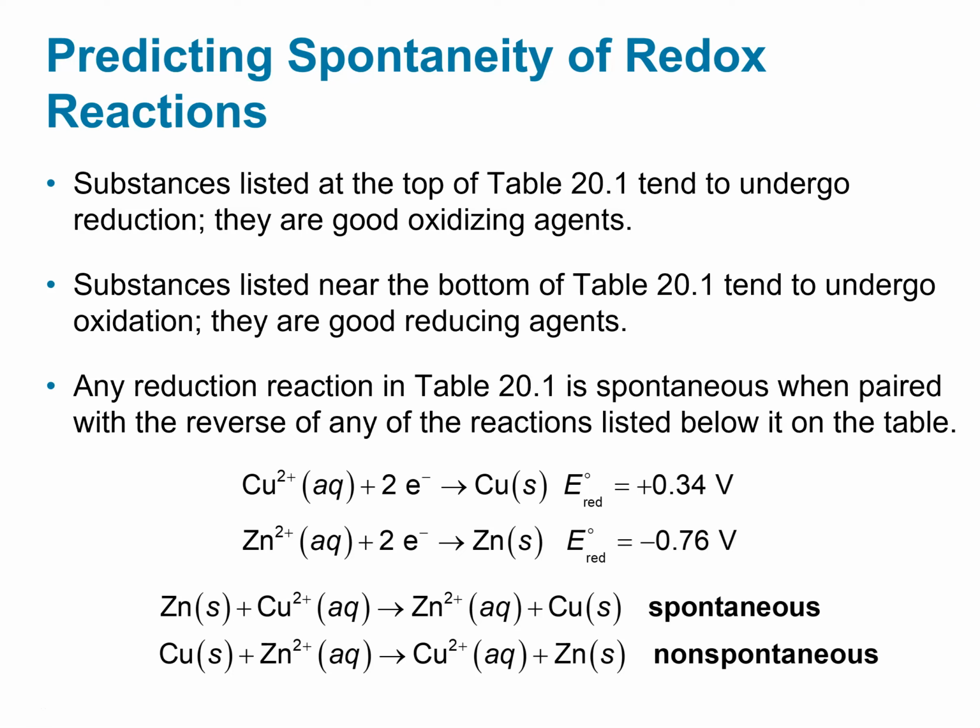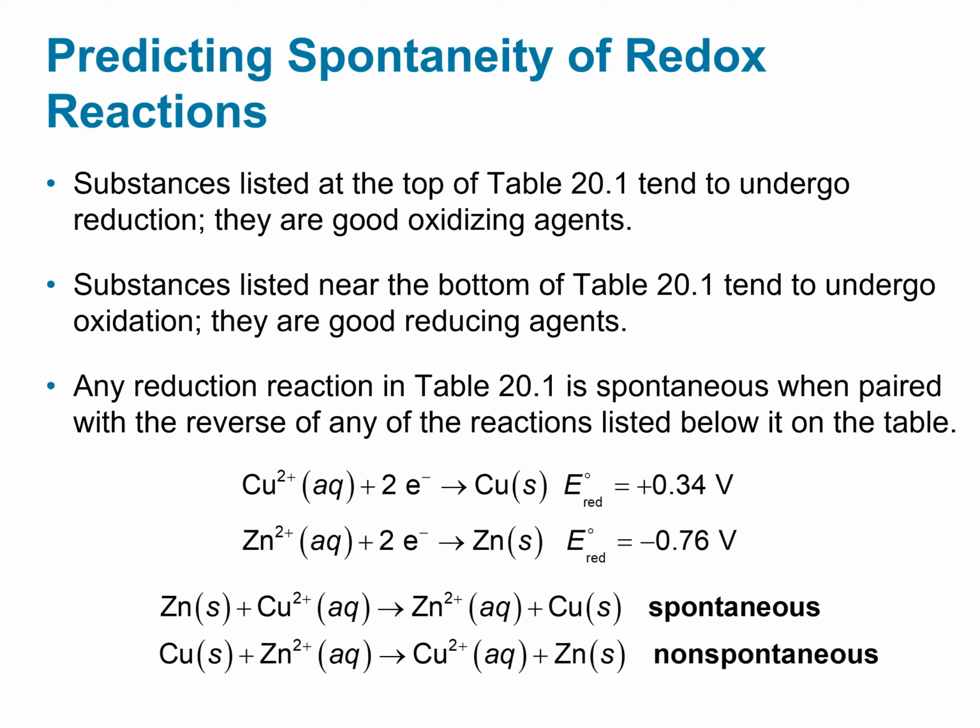And any reduction reaction on these standard tables is going to be spontaneous if it's paired with the reverse of any reaction listed below it. So if you just look at where things are on the table, if you take any reduction reaction and you pair it with the reverse of something below it on the table, it will be spontaneous. It's a really slick shortcut when you have these tables. If they're not looking for actual potentials and they just want to know spontaneous versus non-spontaneous, that's how you're going to know. You're going to know that the reaction on top, when paired with the reverse of a reaction below it, is going to want those electrons more, and therefore it's going to get those electrons and it will be spontaneous.